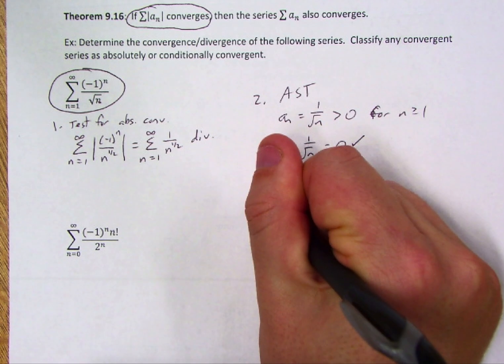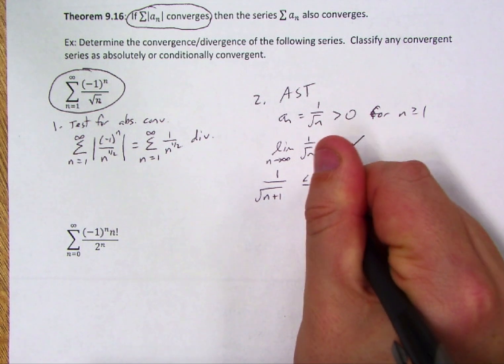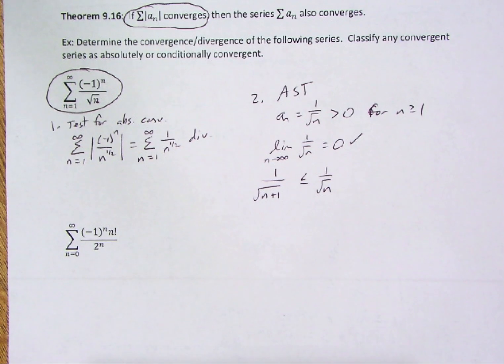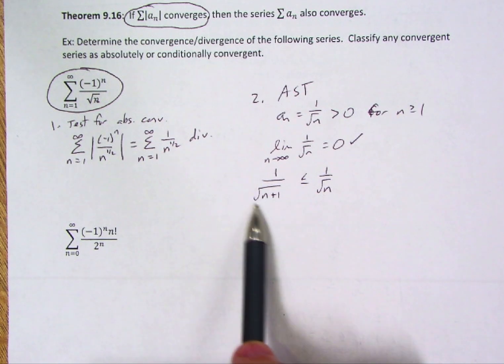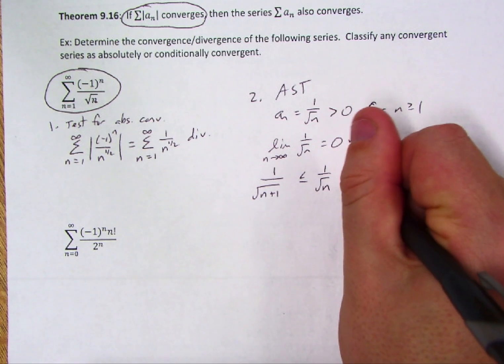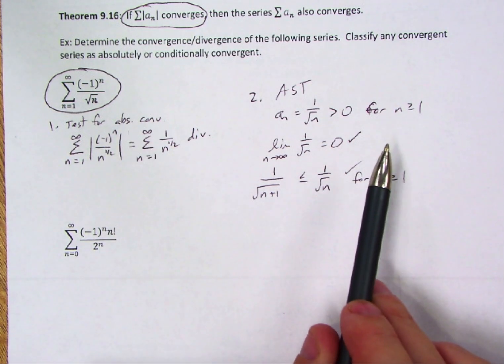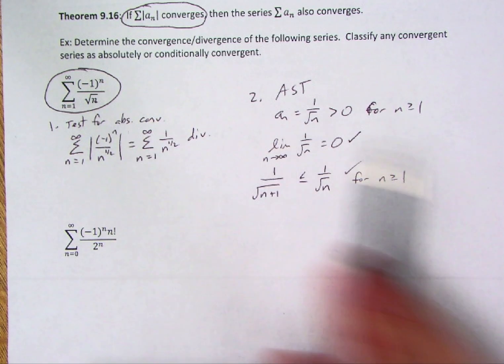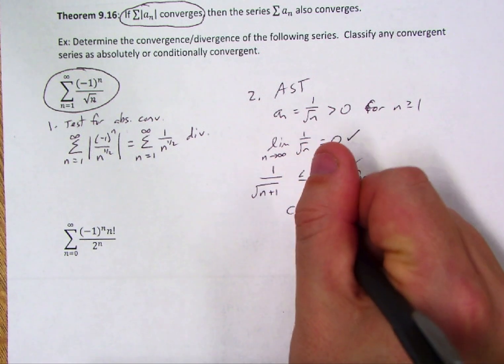So we need the next term to be less than or equal to the previous term for some n value. And we've talked about this ad nauseum. If the top numbers are the same, if we make the bottom bigger, then the whole fraction is smaller. And this is true for n greater than or equal to 1. Check. So it did not converge absolutely, but the actual series converges, so we say this series converges conditionally. It's conditionally convergent.